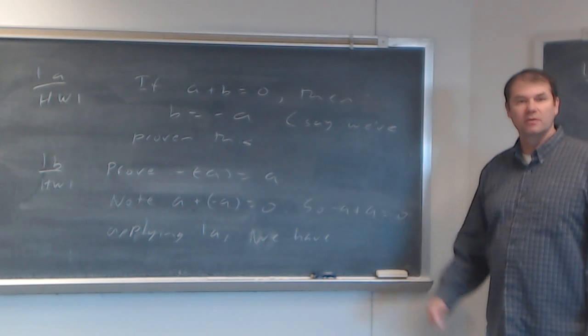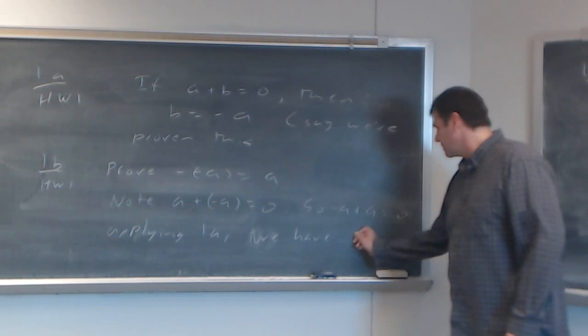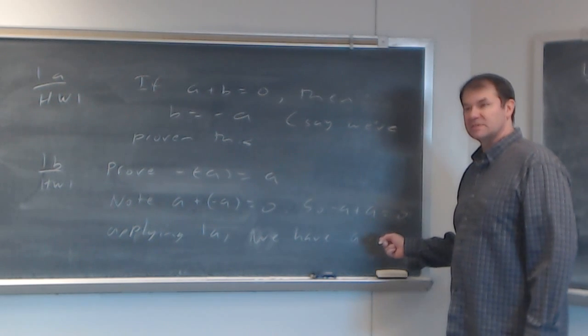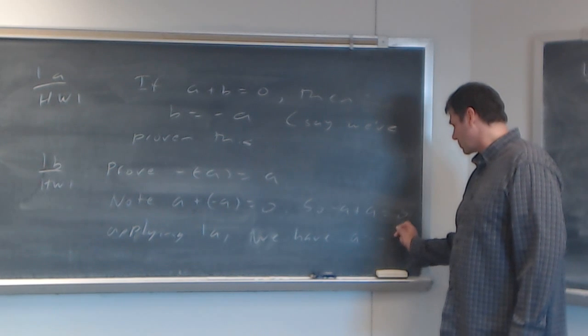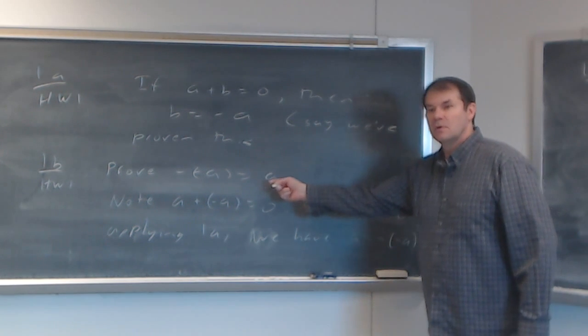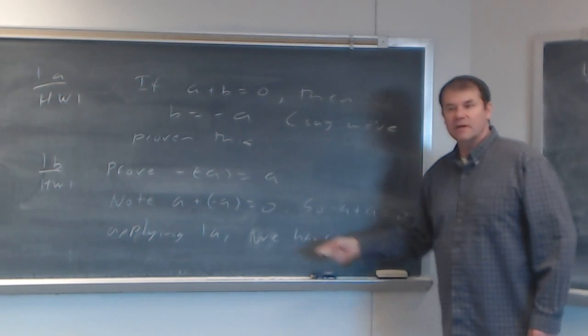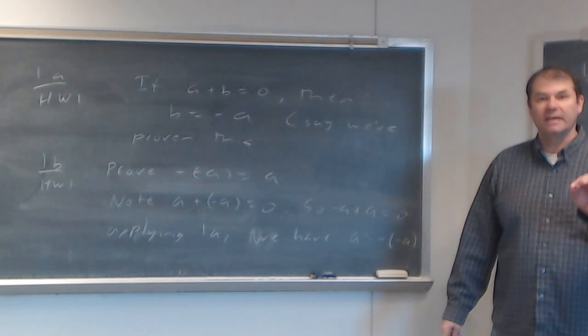What's my second here? Go ahead, Nathan. A, the second guy involved in this addition, is equal to minus the first. What's the first? Isn't that what I'm trying to prove? Minus minus A equals A. There it is, I'm done. That's a way of doing 1B.